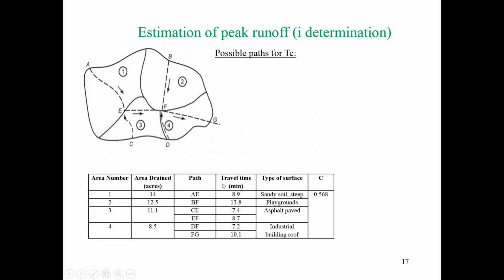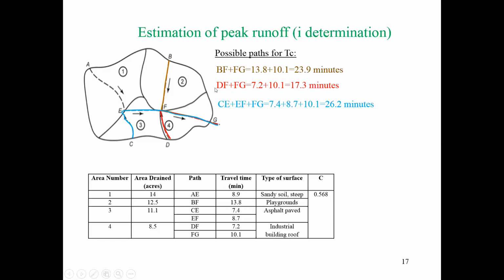Okay, so the possible paths for Tc: the first one is BF to FG, 23.9 minutes. The next one is DF to FG, 17.3 minutes. The next one is CE, EF, FG, from this point to this point, 26.2 minutes. And the last one is from A to G, which is AE, EF, FG, which is 27.2 minutes. Out of these four, obviously 27.2 minutes is the highest one. So that is the time of concentration for this whole watershed.